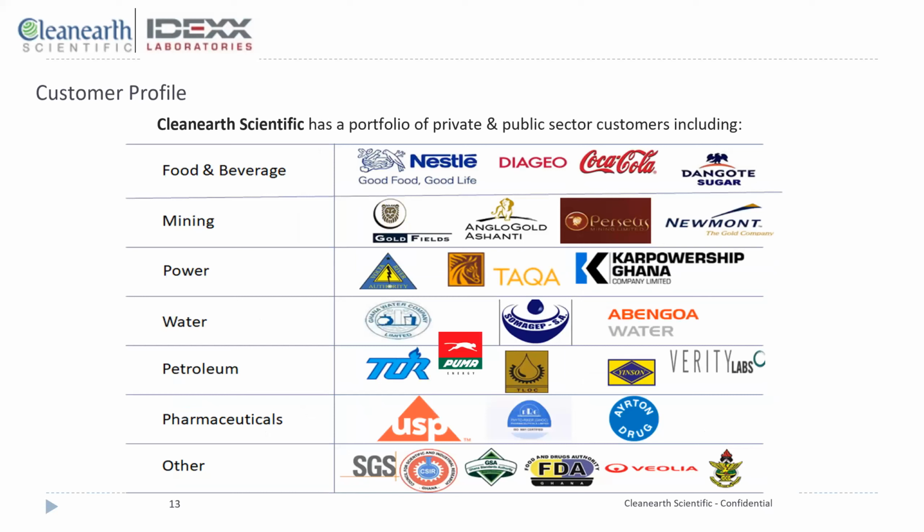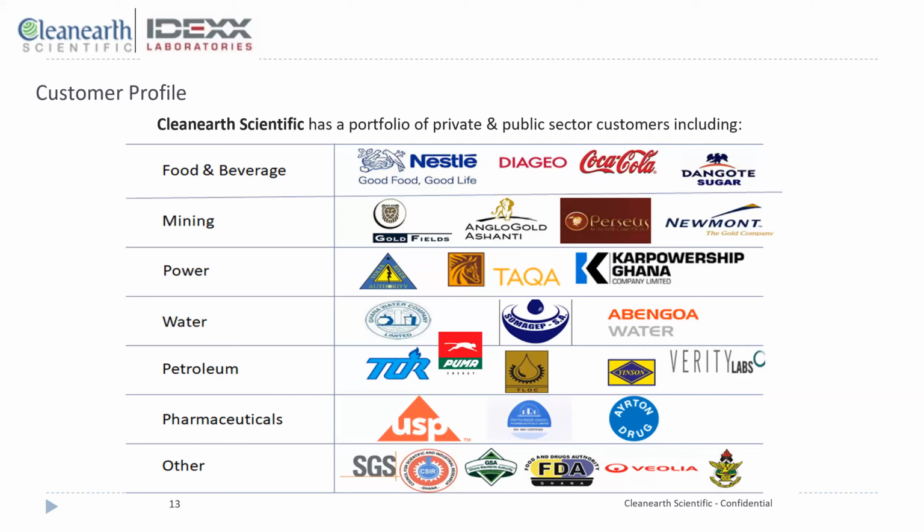We work with Nestle Ghana, Diageo, Coca-Cola, Dangote. In mining, Goldfields Ghana is a proud partner or client. AngloGold Ashanti, Perseus Mining, we supply to them. Just to mention a few in power, PE Power, we have TICO, Karpower, VRA is also part of our clients. Within municipal water, Ghana Water, of course, is our biggest customer in the municipal space.